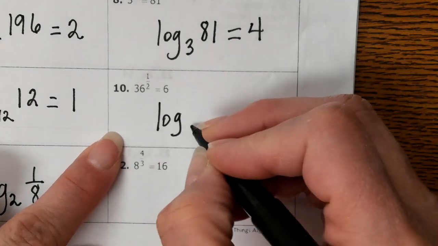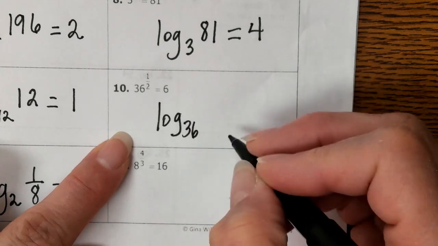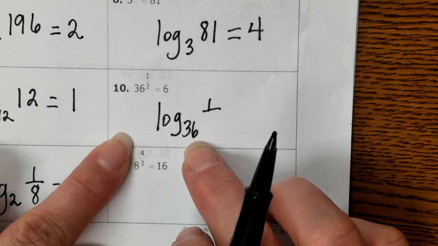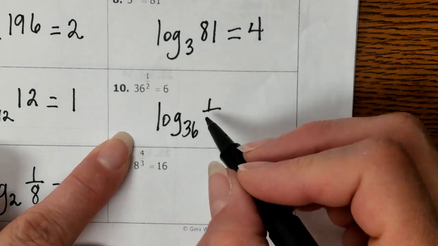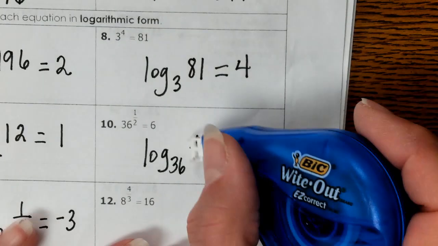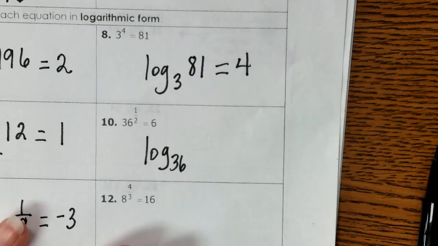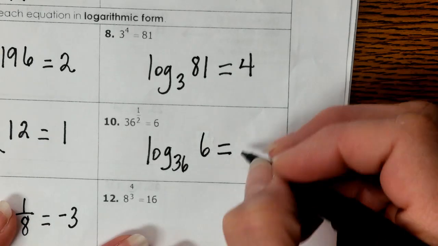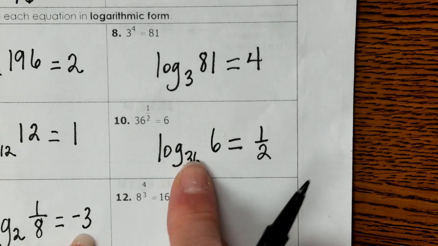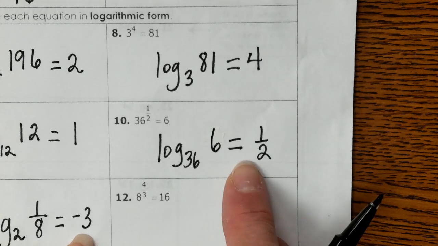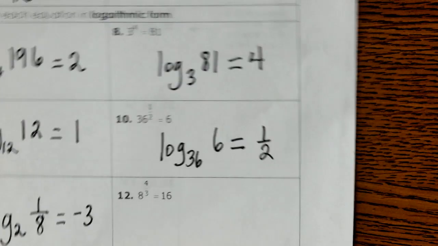Log. Okay, log base 36 of... Ooh, not 1. I just had a typo here. Of 6 equals 1/2. Very nice. Okay. And so again, it's log base 36 of 6 equals or is 1/2. Okay, that's the correct way to say it.